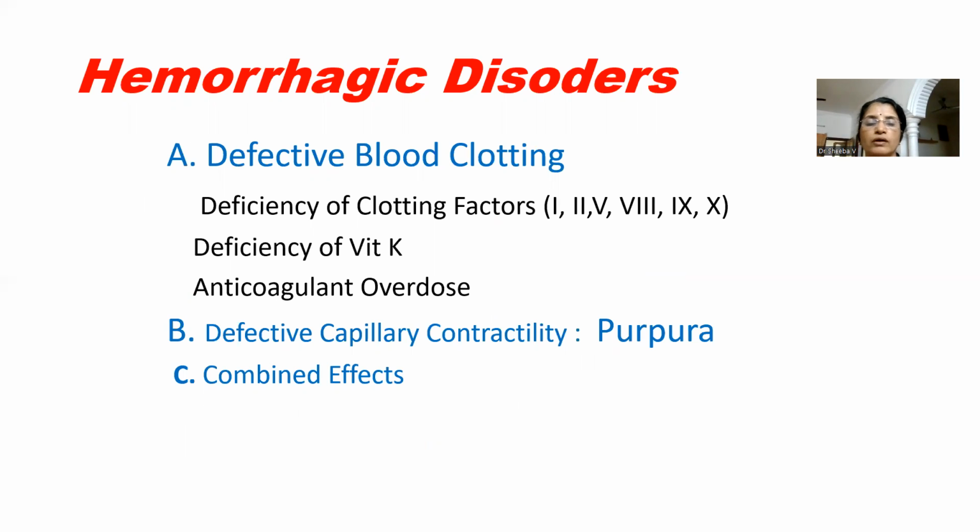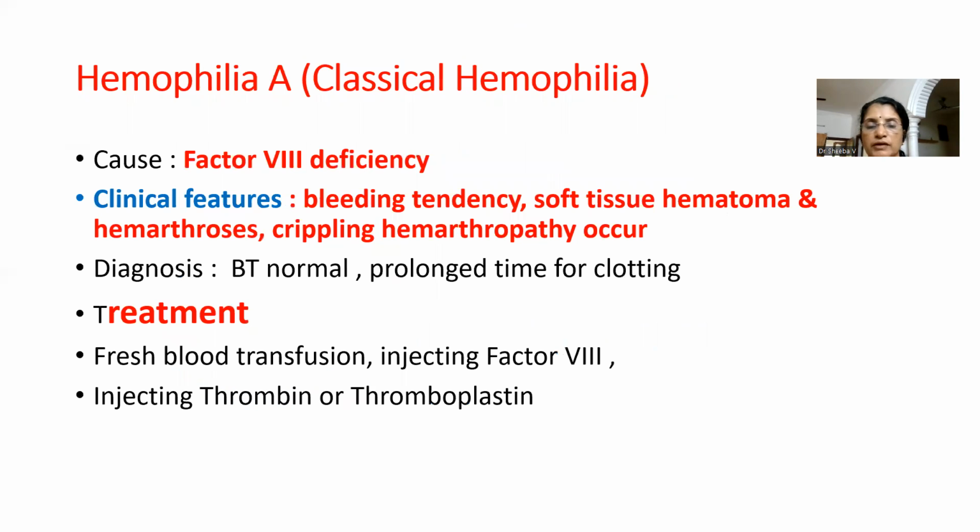Hemorrhagic disorders can occur either due to defective blood clotting, that's due to the deficiency of the clotting factors, deficiency of vitamin K, and anticoagulant overdose, or by defective capillary contractility like purpura, or by combined defective blood clotting and defective capillary contractility.